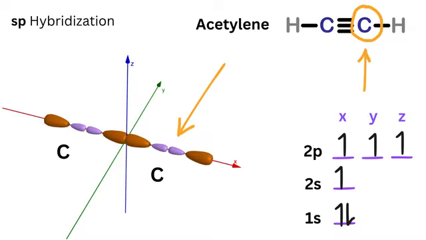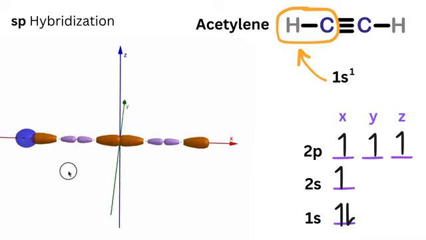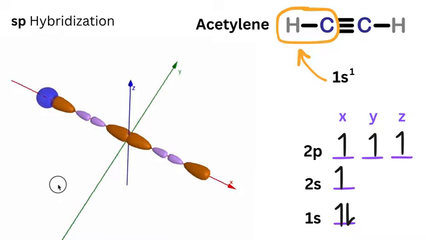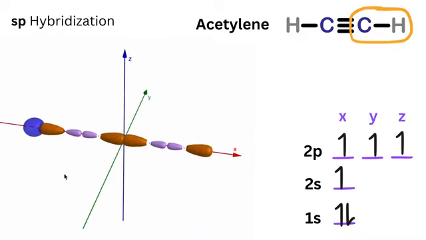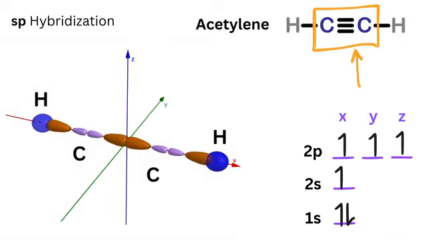Now, hydrogen has 1 valence electron, and it has 1 s orbital. So, this carbon atom makes a head-on, or what we call sigma bond, with this hydrogen atom. Similarly, this carbon atom also makes a sigma bond with this hydrogen atom, and completes its electron pair. Now these two carbons also bond in a straight line along the x-axis, forming one sigma bond.